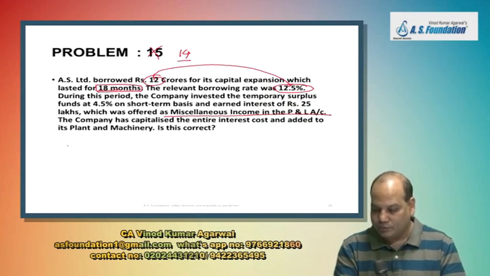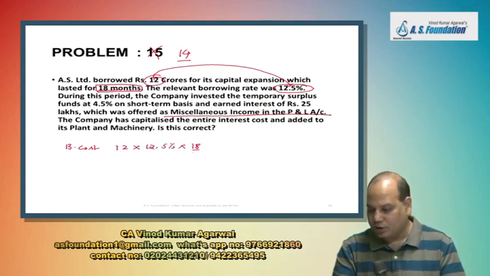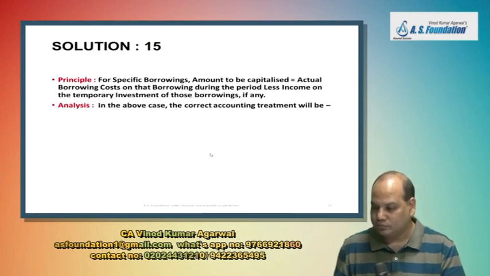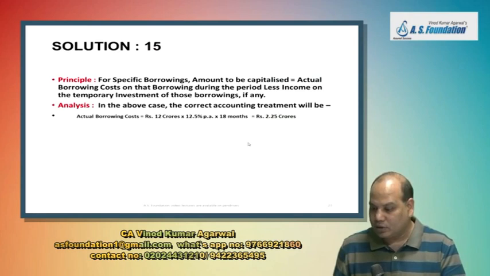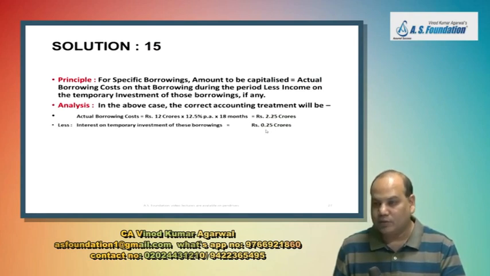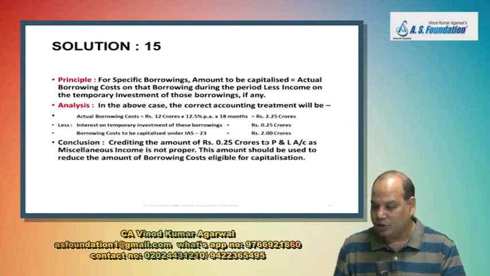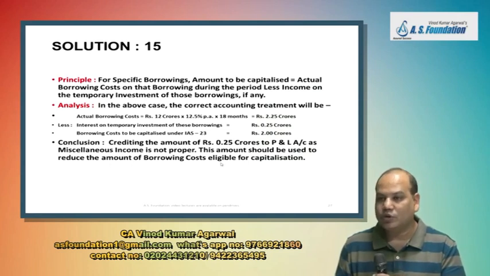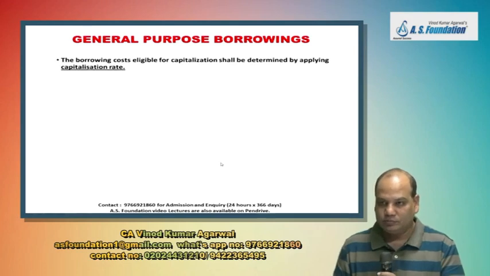So how many months they have taken to do this entire construction work? 18 months. So first you have to calculate the borrowing cost incurred. 12 into 12.5% into 18 by 12. How much it comes to? 2.25. And then from that you deduct the income from temporary investment 0.25. Remaining amount will be treated as borrowing cost. And then you will write a note also that crediting rupees 0.25 crore to SOPL as miscellaneous income is not proper. The amount should be used to reduce the borrowing cost eligible for capitalization.